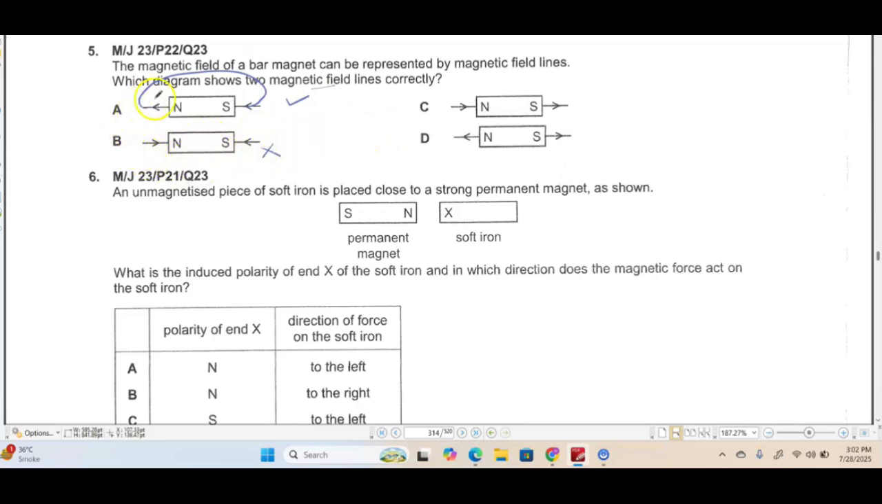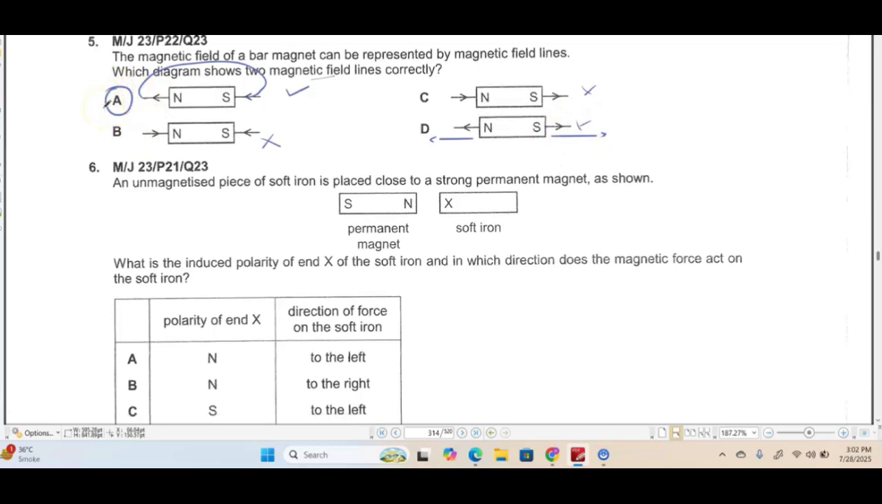They start from south and go towards north. This one is starting from north, but it is also coming out of the south, and it's coming out of the north as well. So this is also not correct. So option A is the correct option.